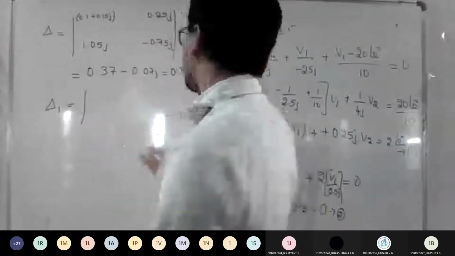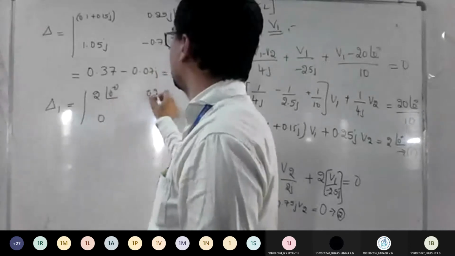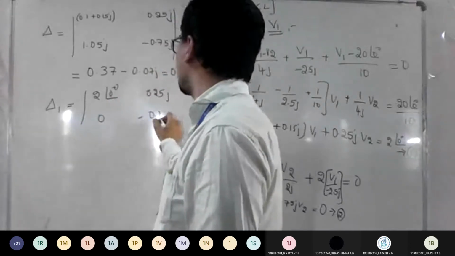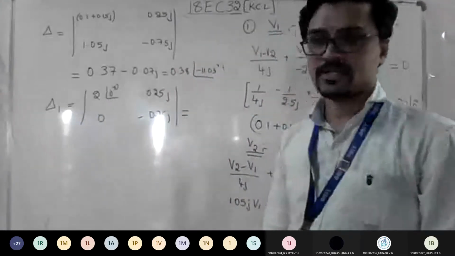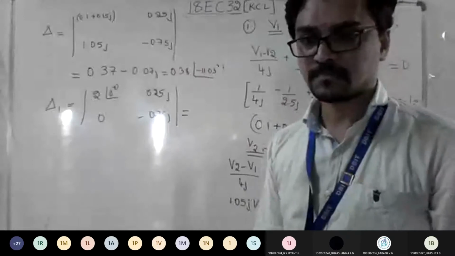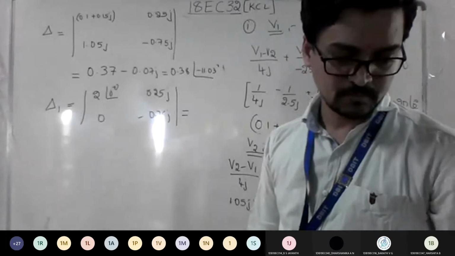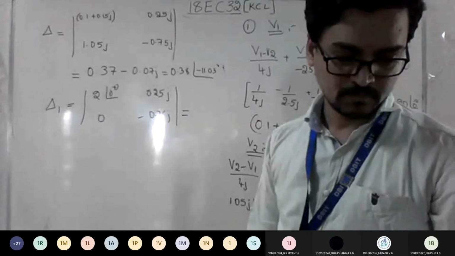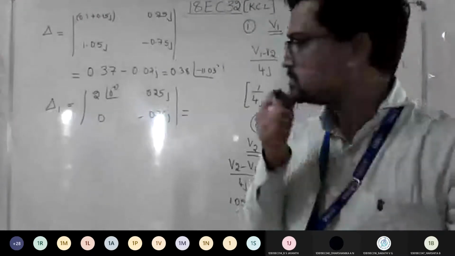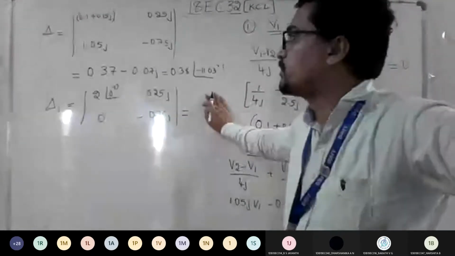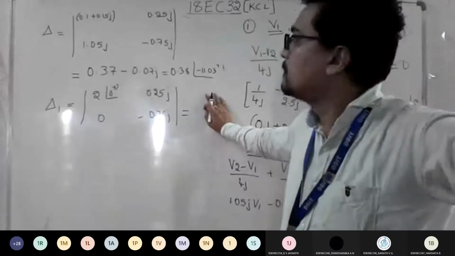So the constant terms are only 2. So 2 at an angle 0, and 0. Then 0.25j minus 0.75j. How much? What is the delta 1 answer? So do the multiplication properly here. Don't make mistakes.